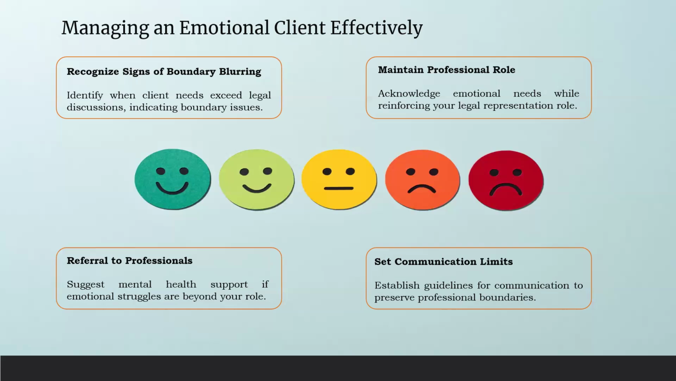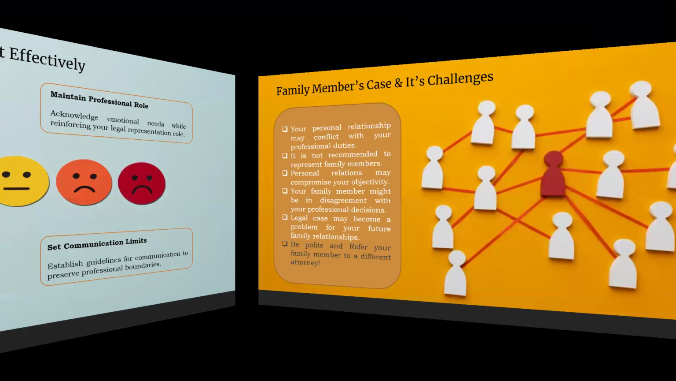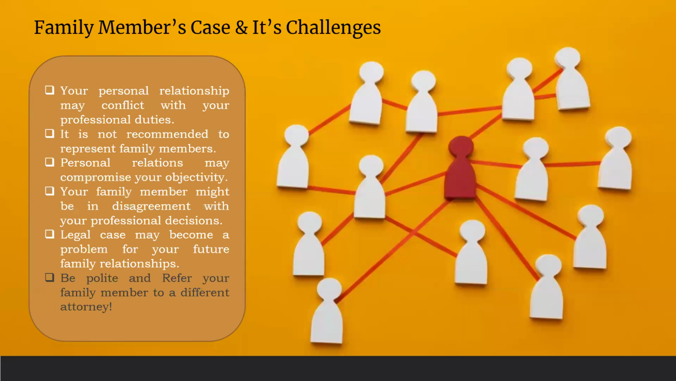Lastly, let's talk about family members. You are a student attorney and a family member asks you to take on their case. This is a difficult situation because your personal relationship may conflict with your professional duties. So, should you represent them? Generally, representing family members is not recommended. The personal connections can compromise your objectivity, and any adverse decisions could strain the relationship. It is best to politely decline and refer them to another attorney.